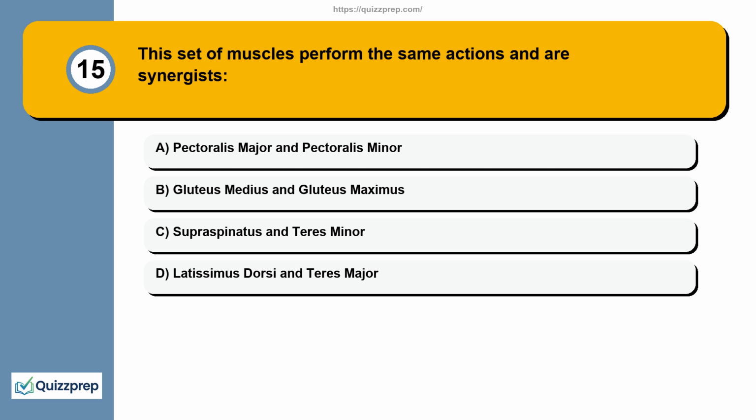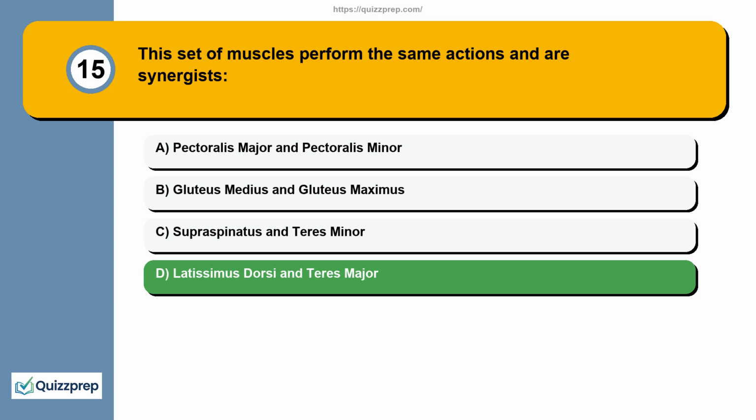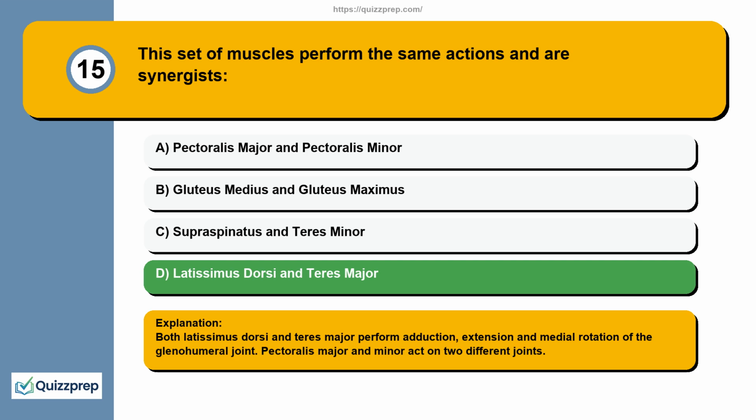Question 15. This set of muscles perform the same actions and are synergists. Pectoralis major and pectoralis minor, gluteus medius and gluteus maximus, supraspinatus and teres minor, latissimus dorsi and teres major. Both latissimus dorsi and teres major perform adduction, extension and medial rotation of the glenohumeral joint. Pectoralis major and minor act on 2 different joints.